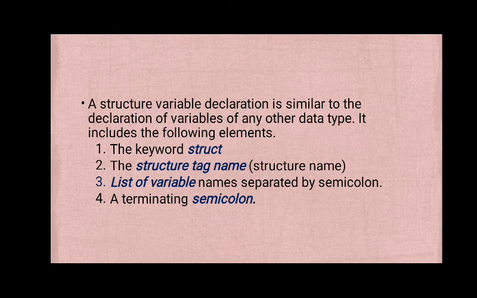So here, for declaring a structure, you add the keyword struct, so that the compiler is informed that you're going to declare a structure. Then you have to give a structure name. It can be any name. Then you have to give the list of variables, which will be separated by a semicolon. And at the end also, there should be a terminating semicolon.